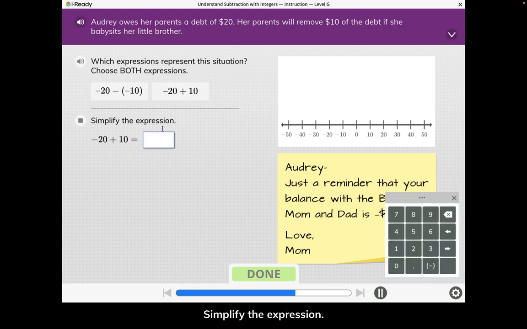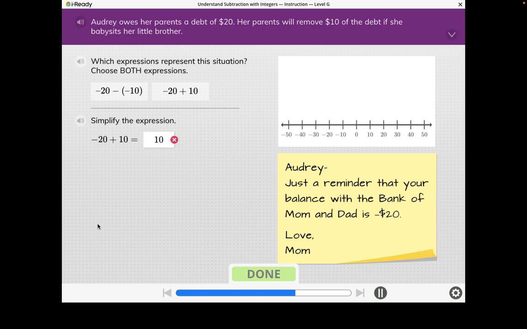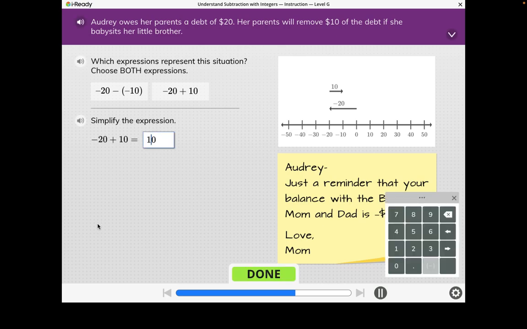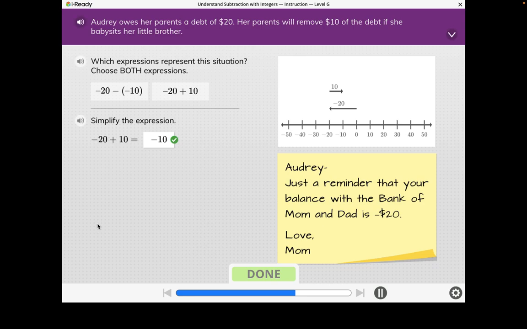Okay, simplify the expression. -20 plus 10. So -20 and then add 10. So 10. Oh, my bad. Oops. -10. Negative, because she owes her parents $10.